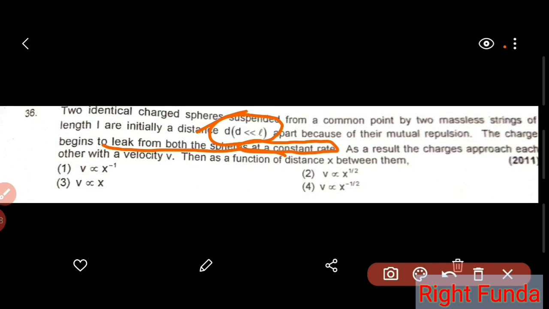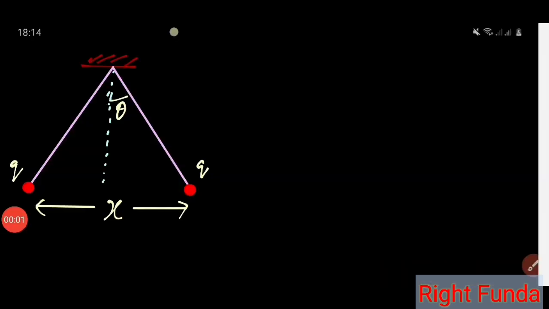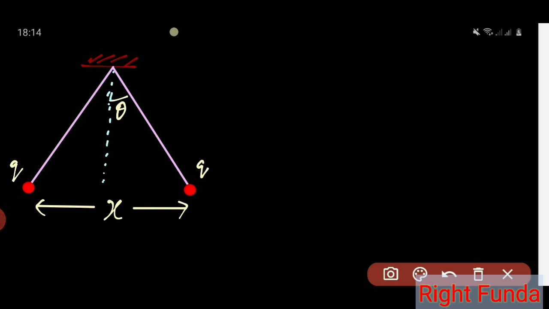Let's solve this problem. If we draw the free body diagram of one of the spheres, there is one electrostatic force, as equal charges are there, which will be repelling like this. Electrostatic force will be there, tension will be there, and mg will be there, and we can apply Lami's theorem. This angle is theta.